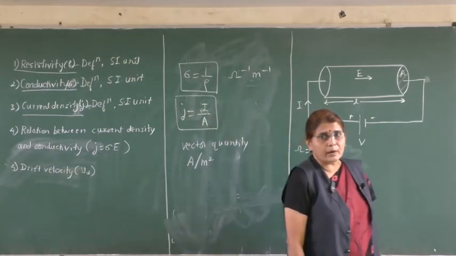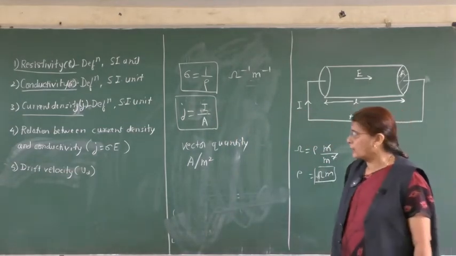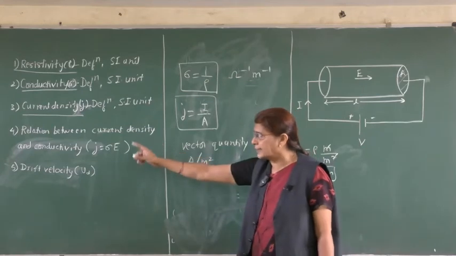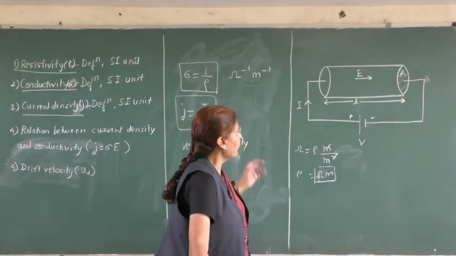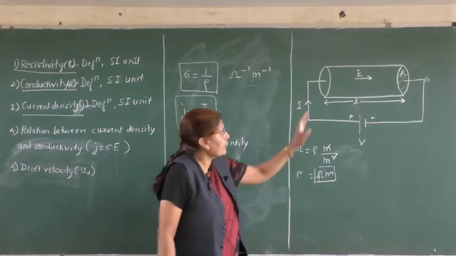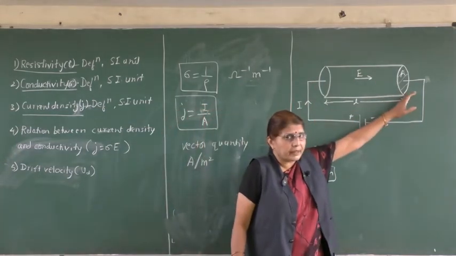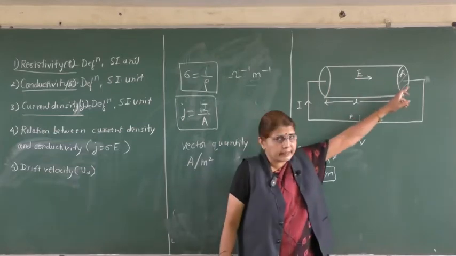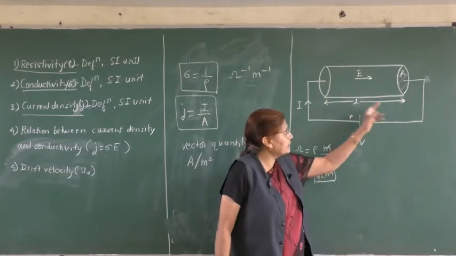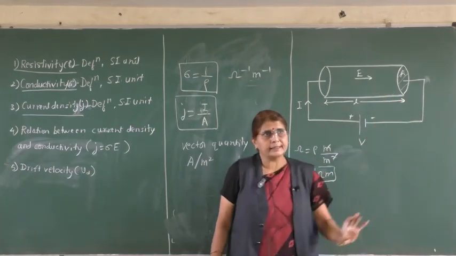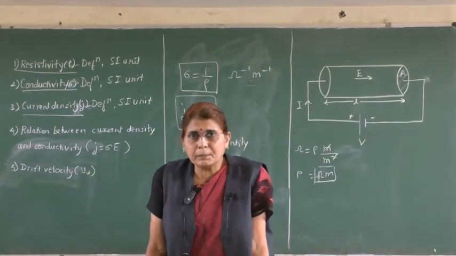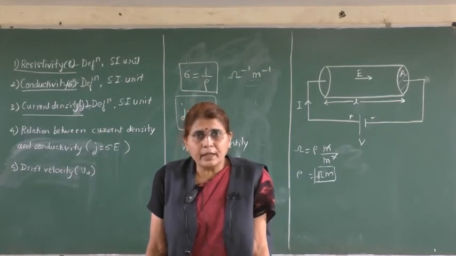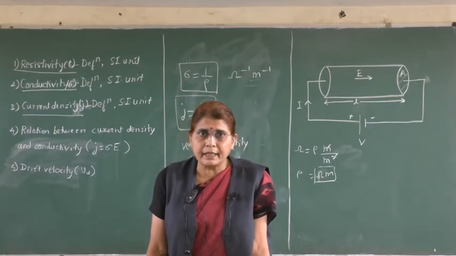Now we shall do a small derivation. We shall try to find the relation between current density and conductivity. For that I have taken a very simple figure. Say this is a conductor of uniform area of cross section A, and the length of this conductor is L. Last time I told you, whenever you have a conductor, valence electrons are responsible for conduction, but if you don't have any battery across it, there is no flow of current. The reason for this I had also explained.